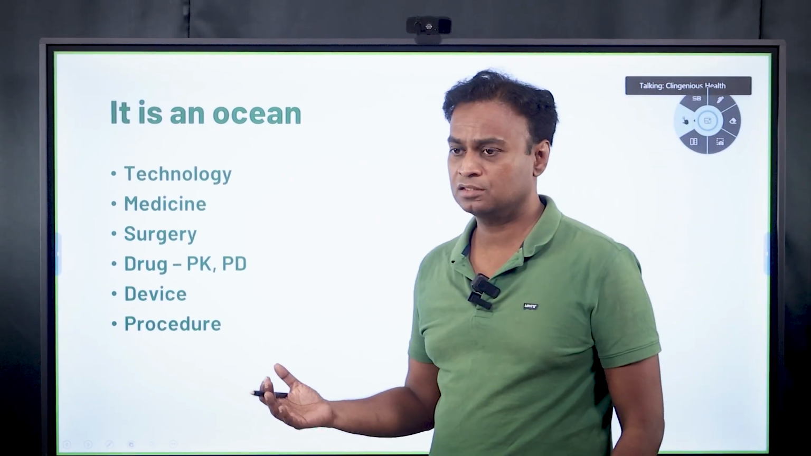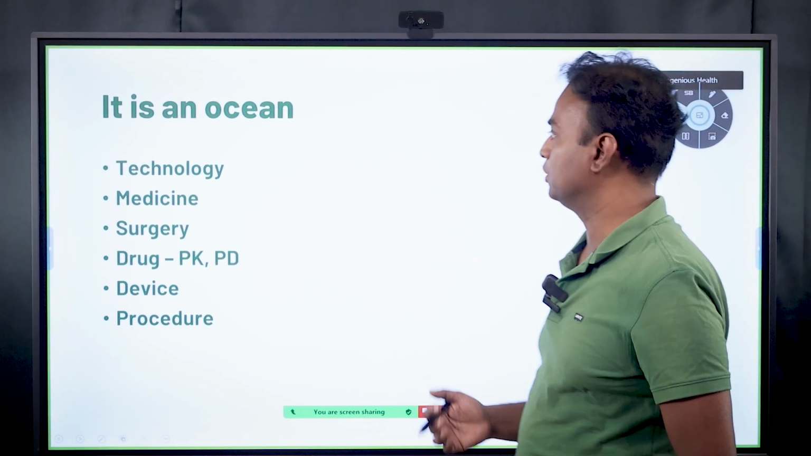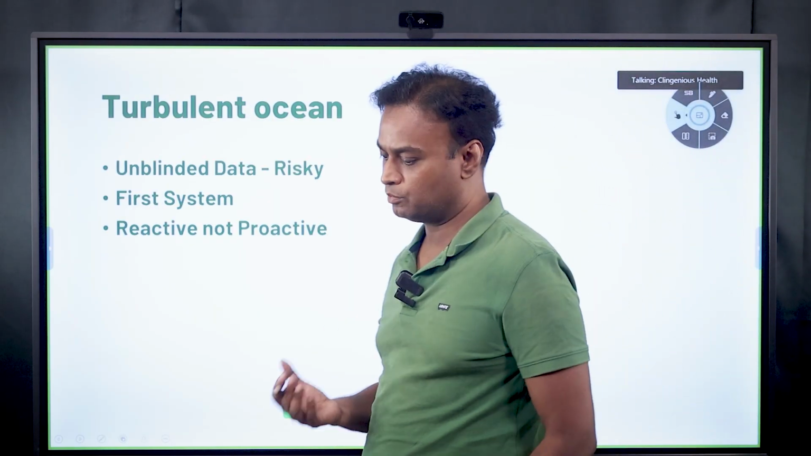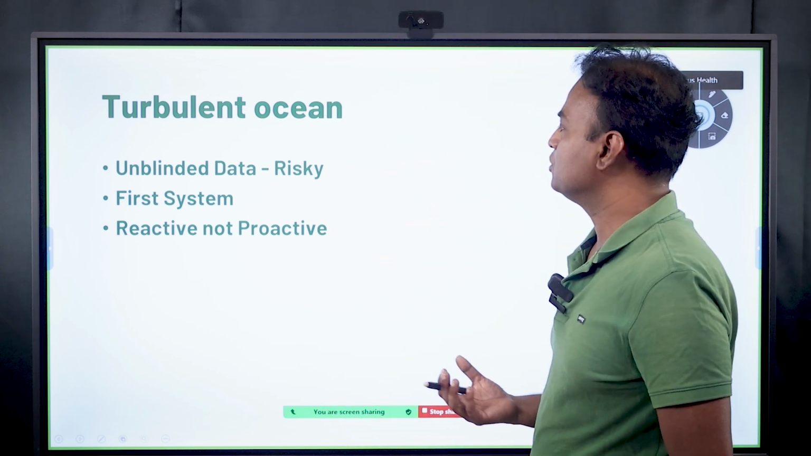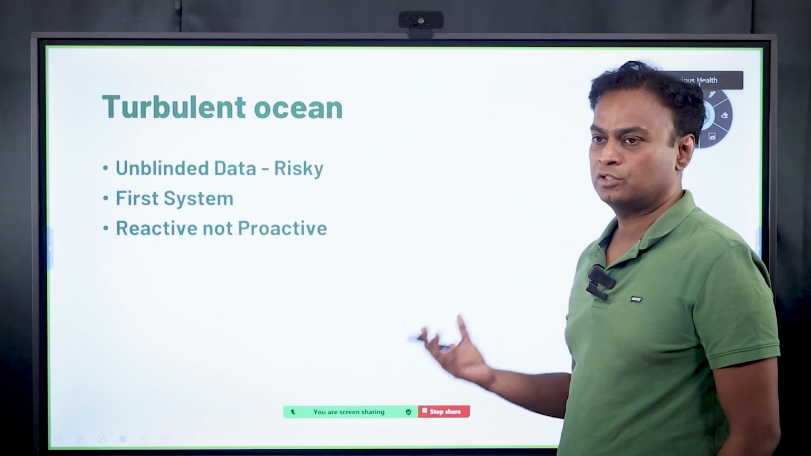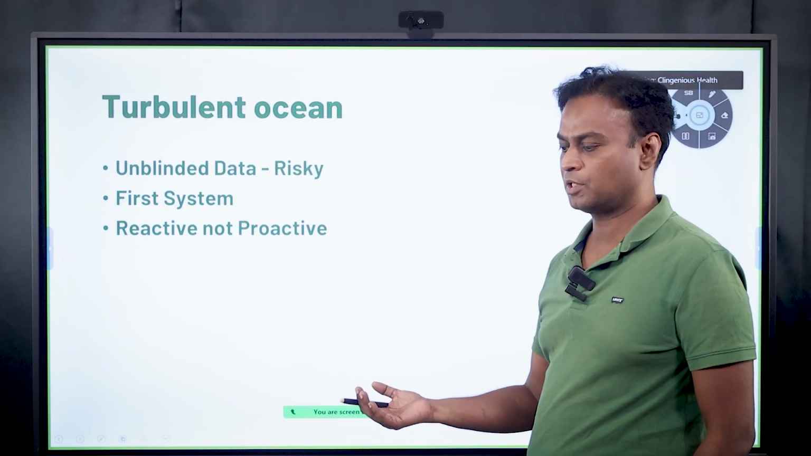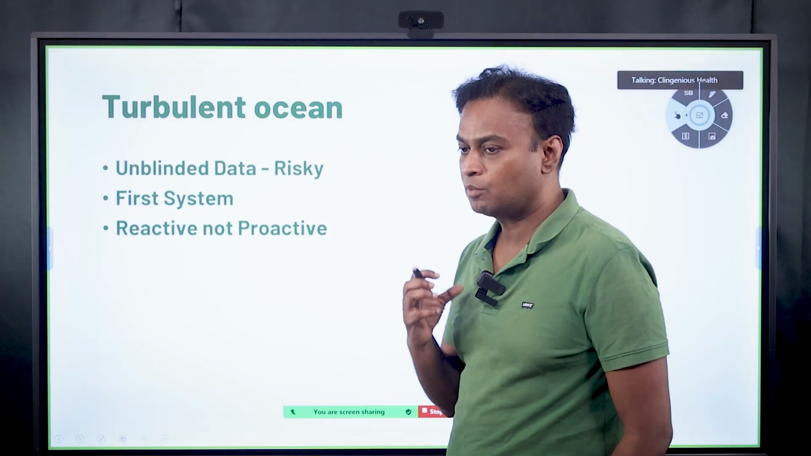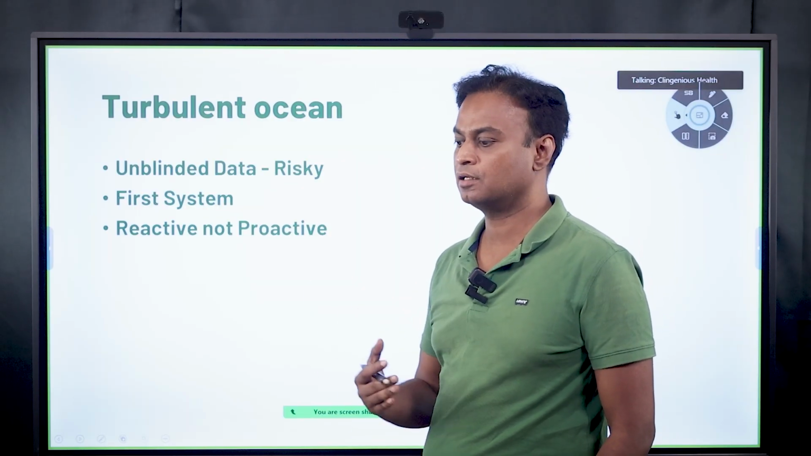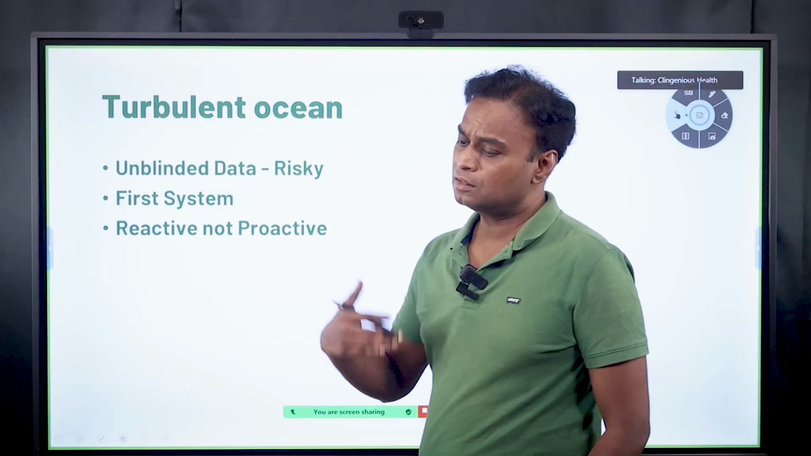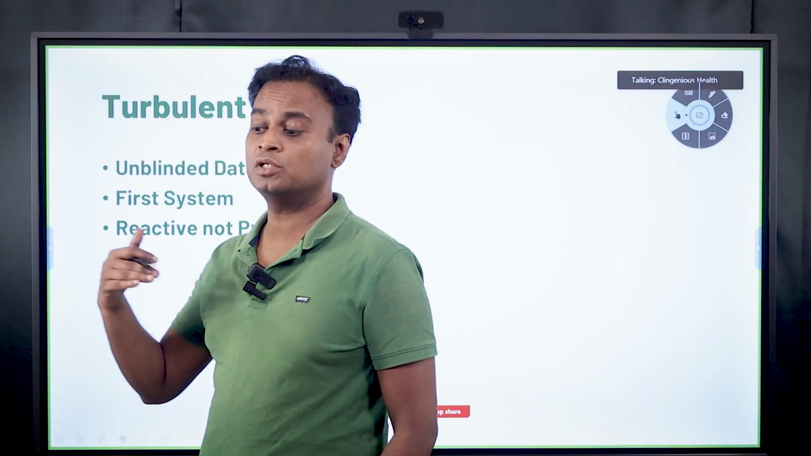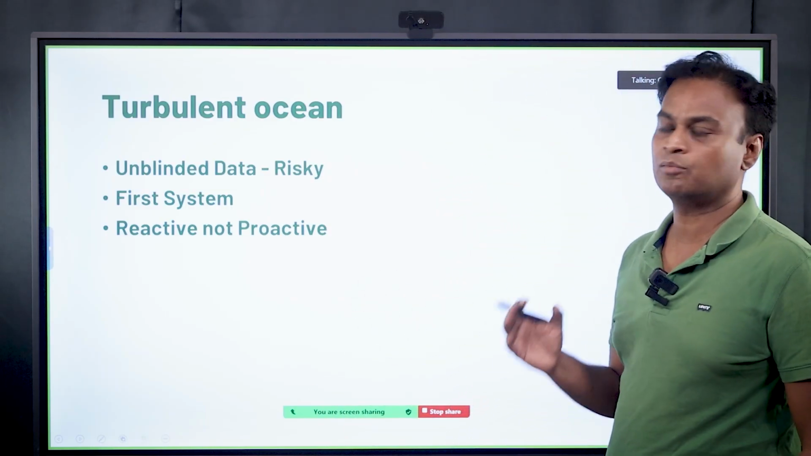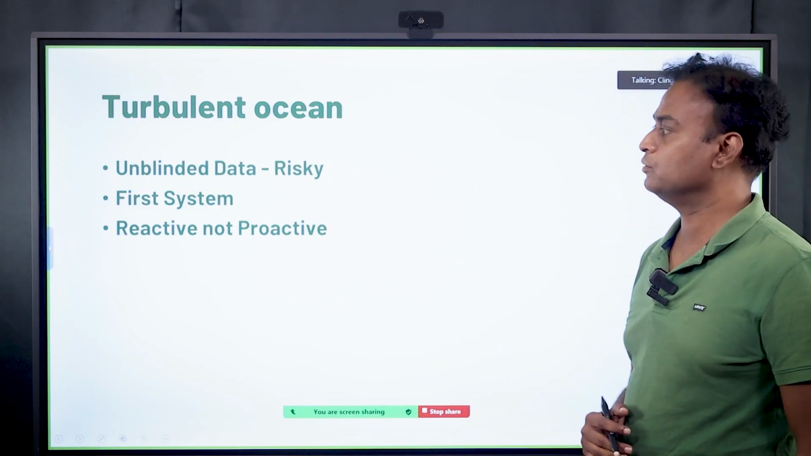This has some advantages and some disadvantages. We will look deeply into it. And it is not a simple ocean, it is a turbulent ocean. Why am I saying turbulent ocean? The main differentiator between the clinical interactive system and any other clinical system is unblinded data. You will have unblinded data which has to be masked, and the mask has to be maintained. All other systems will not have unblinded data, they will have only blinded data. If there is one system in clinical research that has unblinded data, it is this clinical interactive system.